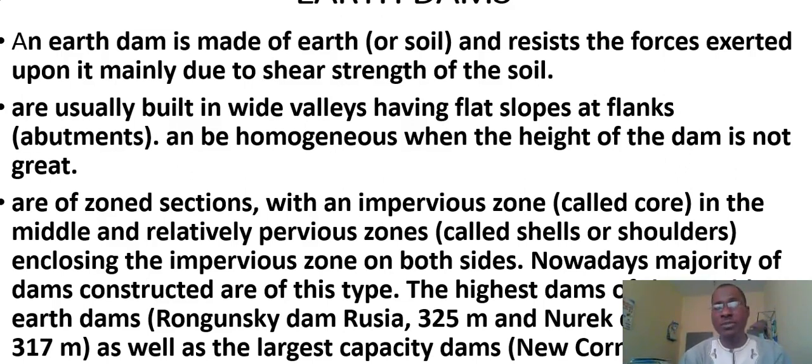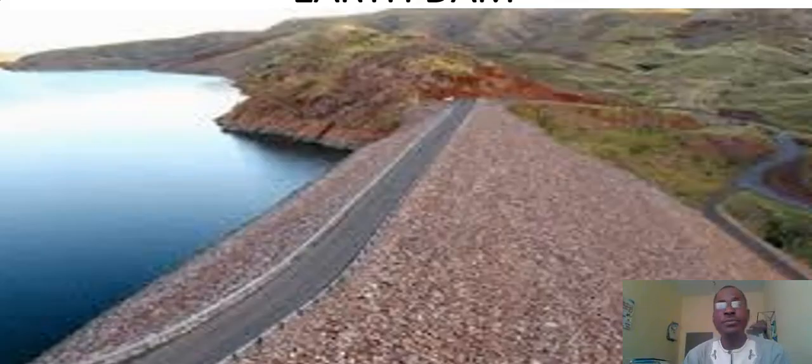Nowadays, the majority of dams constructed are of this type. The highest dams of the world are earth dams. In Russia, Rogunsky Dam is about 325 meters, and Nurek Dam in Russia is 370 meters, as well as the largest capacity dam in Carolina, Cornell Dam, USA. So these are examples of earth dams.